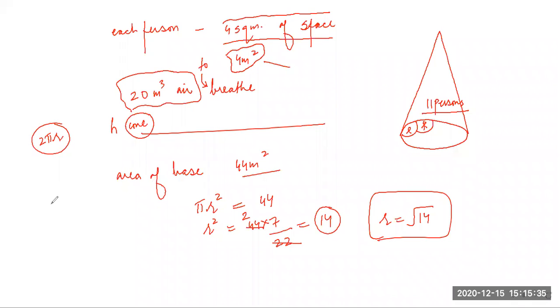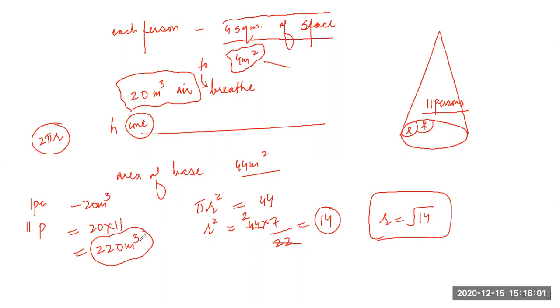So we got r, and now the volume of the cone. One person needs how much air? One person needs 20 meter cube of air. So 11 people will need how much air? 11 would be equal to 20 into 11, so that is equal to 220 meter cube of air. This much is the internal volume of the tank.